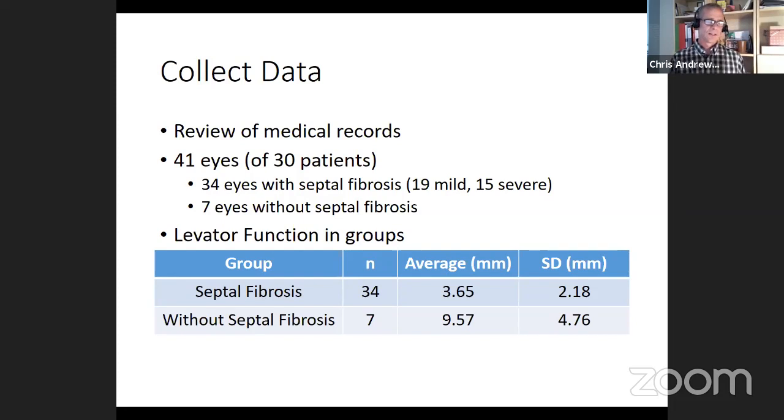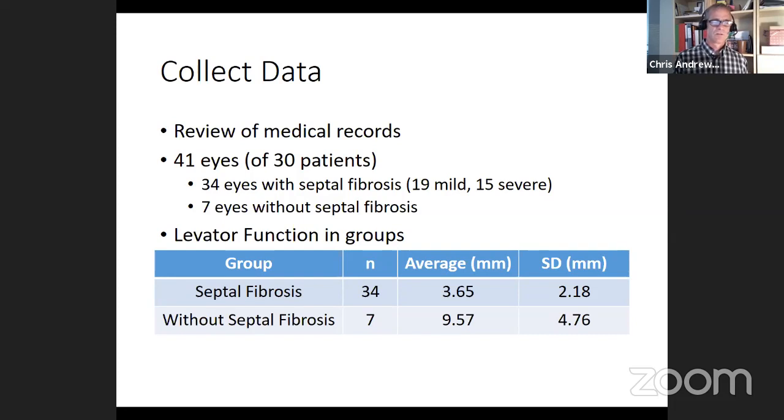So of course, the first step is just to describe our sample. So we look at the 41 patients. There are 34 patients in one group and 7 in the other. The average levator function in the septal fibrosis group is 3.65. In the no septal fibrosis group, there are 7 patients whose average levator function is 9.57.